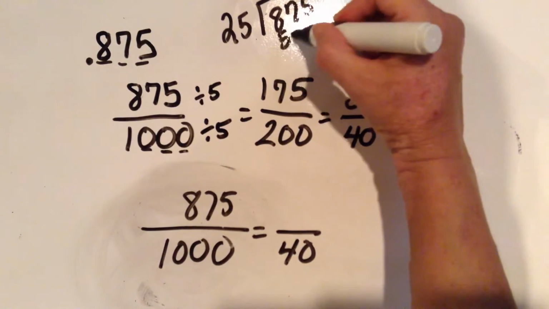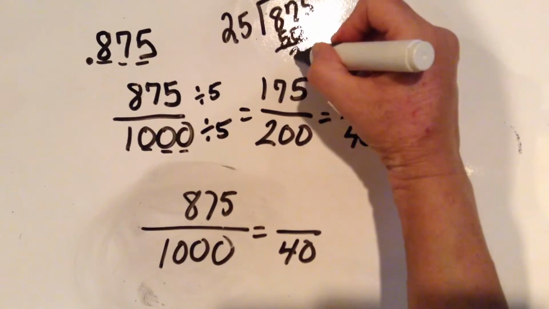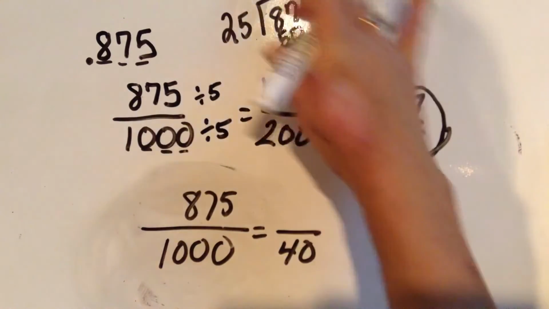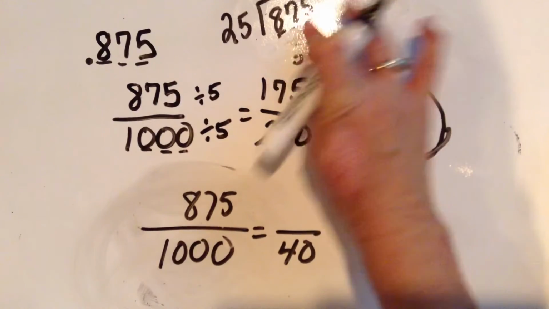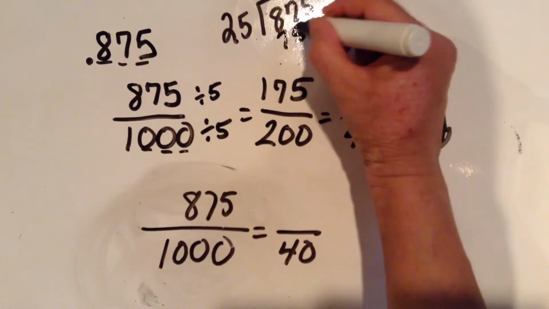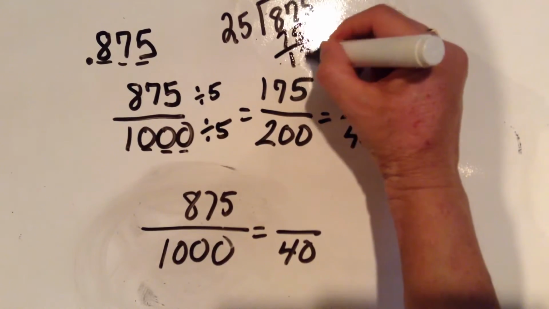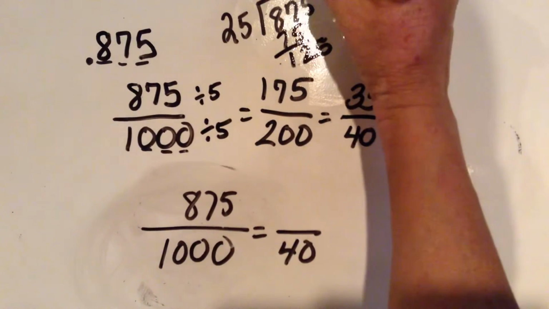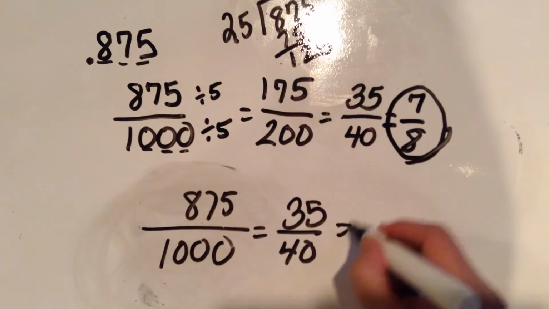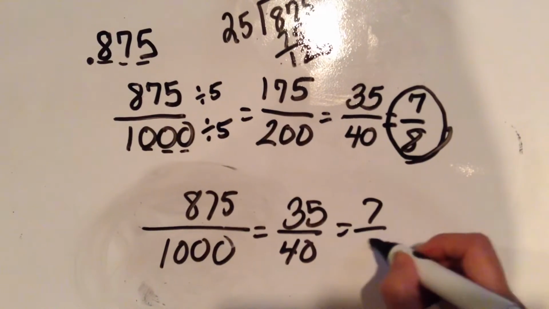Goes in... oh, what am I doing? I'm doing it wrong again. Goes in 3 times, 75, 125, so 35. So I got 35 just like I did here, and then I know I can divide by 5 again and get 7/8.